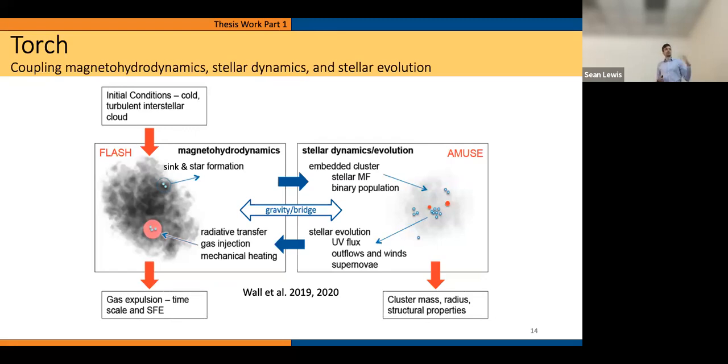And then from this, we can analyze the results of the simulation using this tool. We can look at things like the gas expulsion, so how the gas is removed from a system. We can look at the star formation efficiency, so how much of the original material is converted into stars. We can also look at things like the properties of the star clusters that form, so their masses, their radii, and their structural properties.